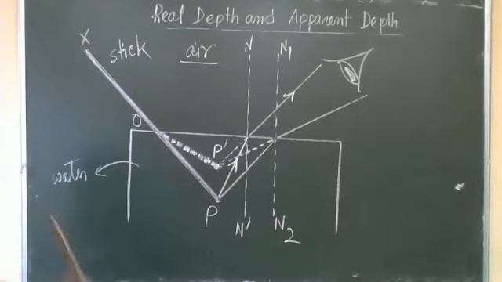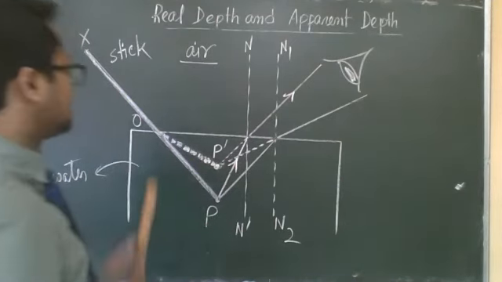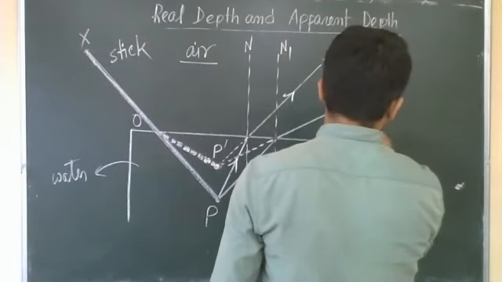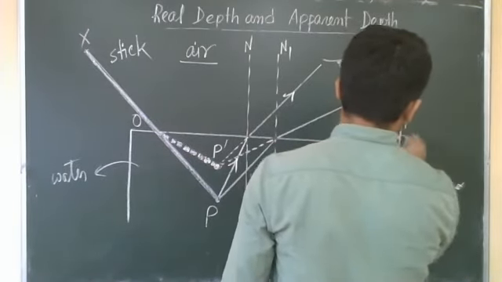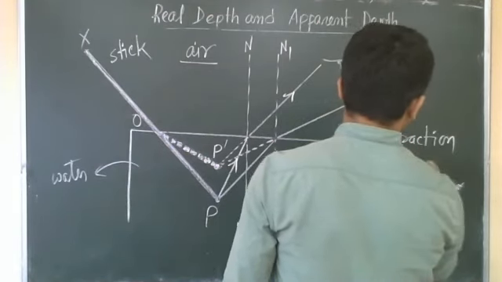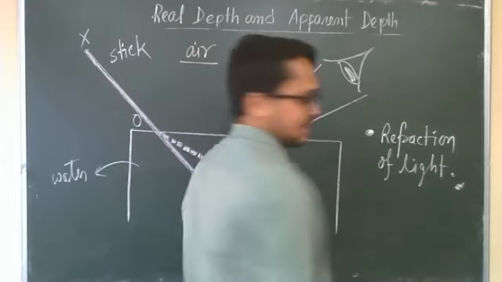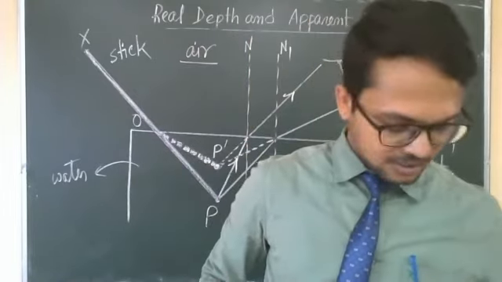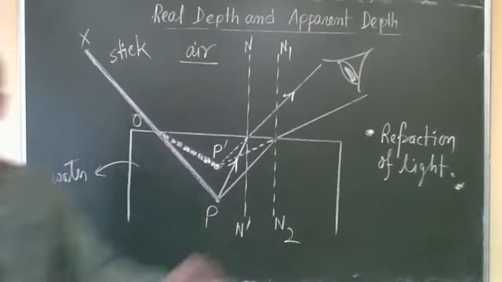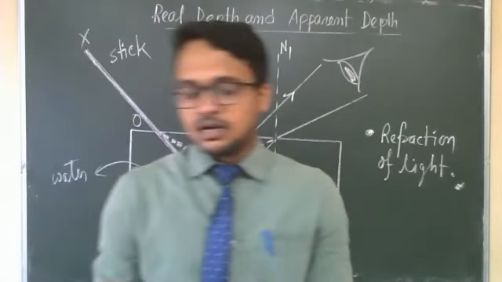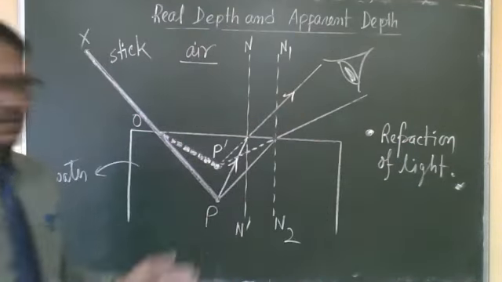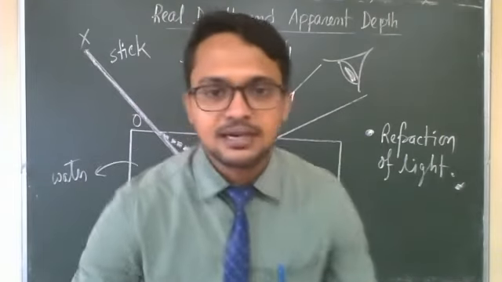Now, due to which phenomenon is the stick bending? The phenomenon is refraction of light. So these are the parts of real depth and apparent depth. There are a few consequences and a few examples, that we will see in the next video. So I am ending it here. Everyone, keep on reading.